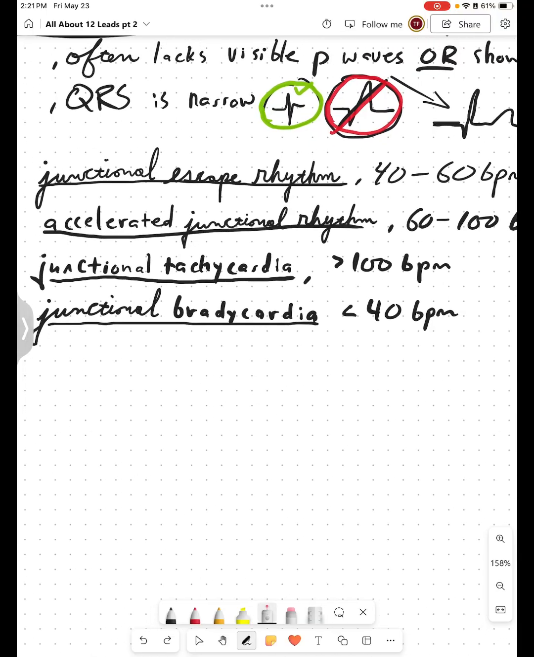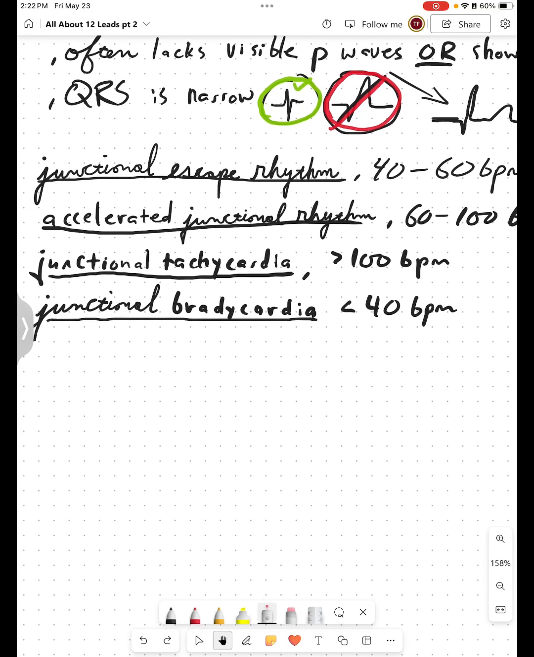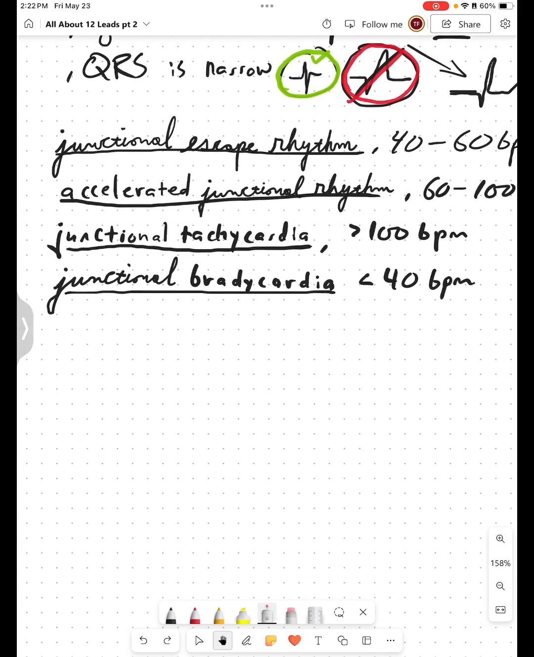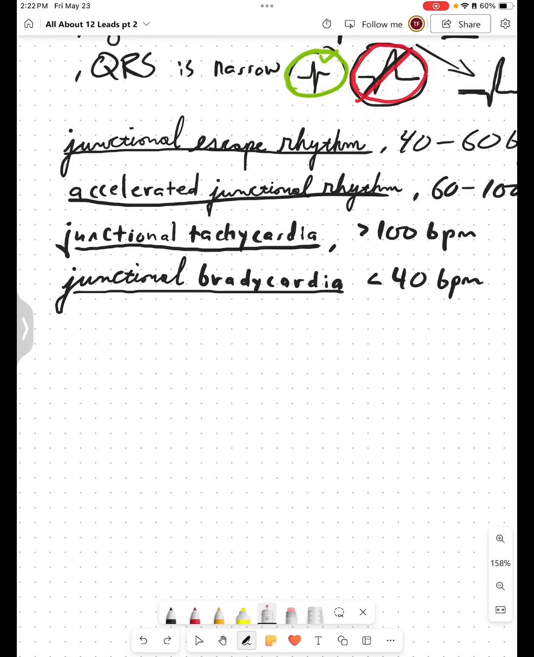Now, if you'll recall, the AV node innately fires at 40 to 60 beats per minute. And so when we have identified junctional beats at a rate between 40 to 60 beats per minute, that is what's called a junctional escape rhythm. When it is faster than that, it is going to be accelerated junctional rhythm, so specifically 60 to 100. When we're greater than 100, it's going to be junctional tachycardia, and then flip that. If we are less than 40, it's going to be junctional bradycardia.